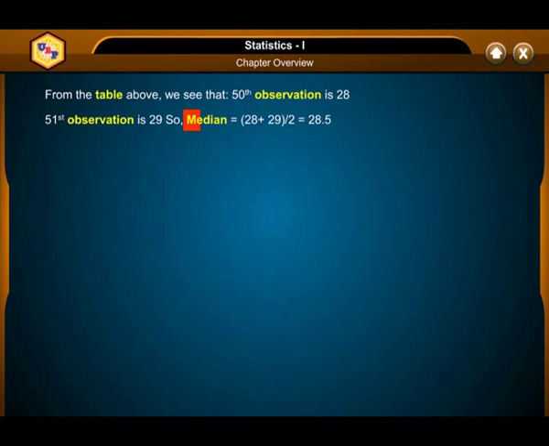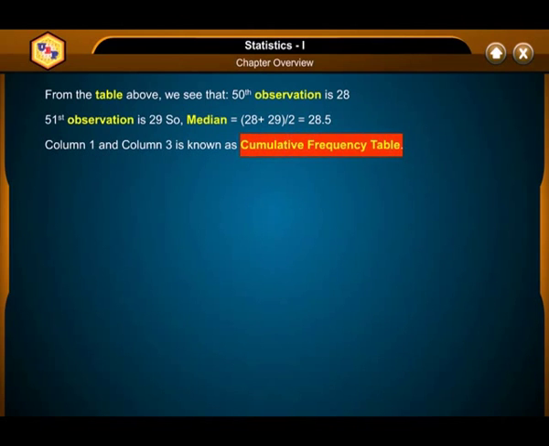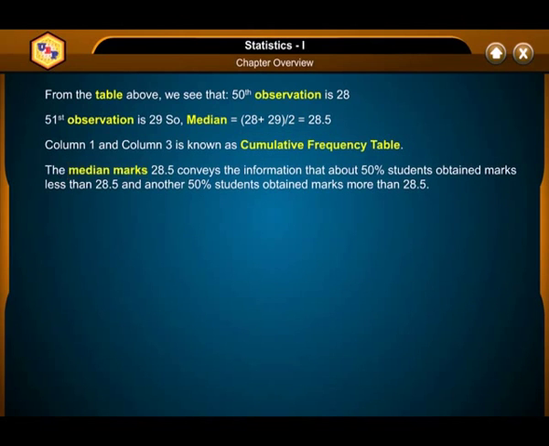So, median is equal to (28 plus 29) upon 2, equal to 28.5. Column 1 and column 3 is known as cumulative frequency table. The median marks 28.5 conveys the information that about 50% of the students obtained marks less than 28.5 and another 50% students obtained marks more than 28.5.